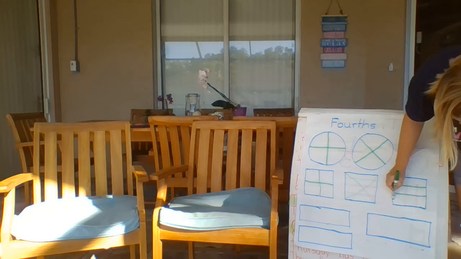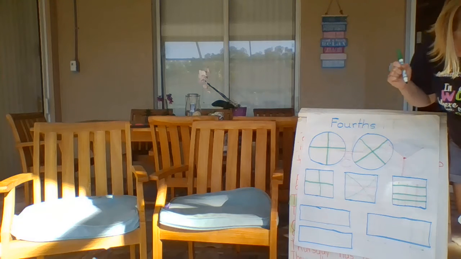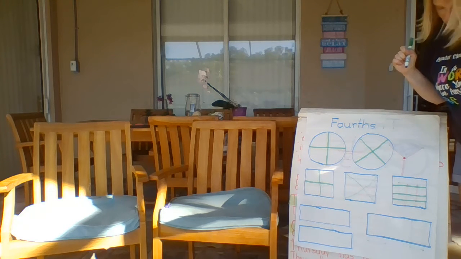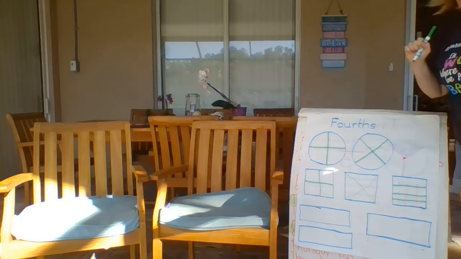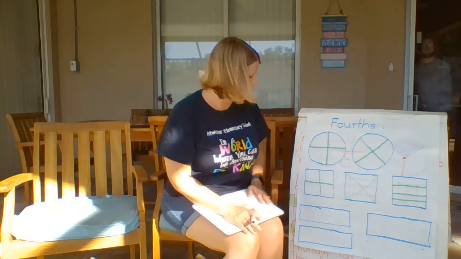Ooh, might not have done that one quite so even to get 1, 2, 3, 4. I didn't do it quite even. The top piece is a little bit bigger, but I still tried my best to make it into 4. Sometimes we don't get it perfectly, do we? So now I have 3 different rectangles down here.